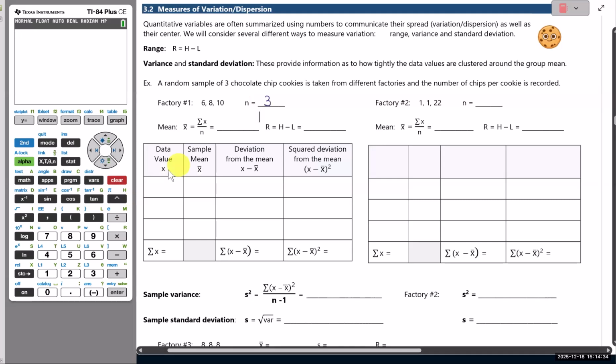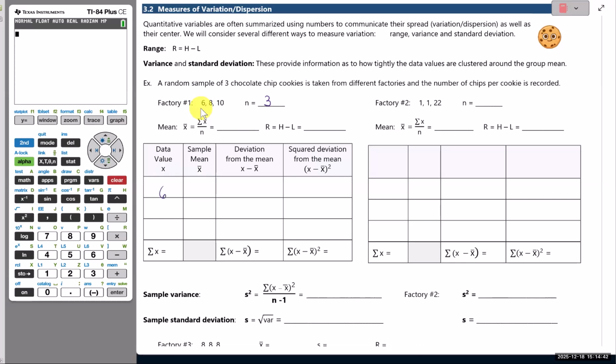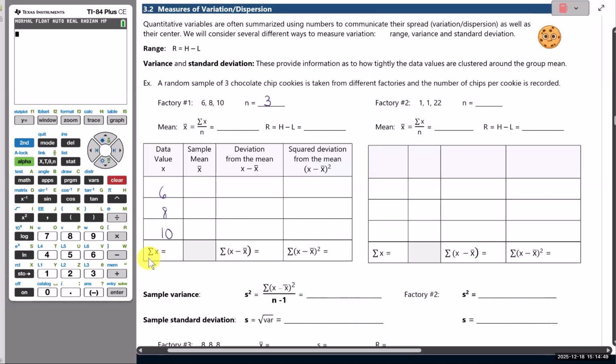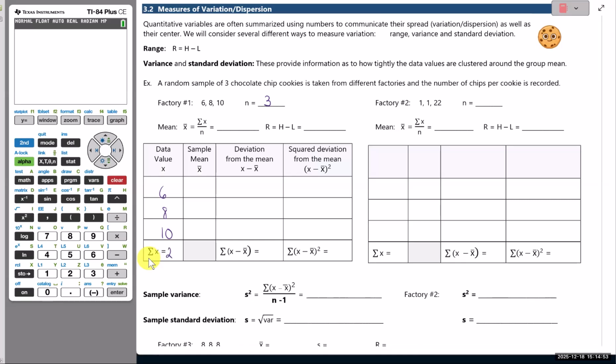So we're going to start with identifying lowercase n, which is our sample size, of 3 cookies. And then in my table here, I'm going to list the data value. So X will represent the number of chips in a cookie. And we'll just list these down the page here. So 6 chocolate chips, 8 chocolate chips, 10 chocolate chips for those 3 cookies. And if we find the sum of those X values, that will be 24.